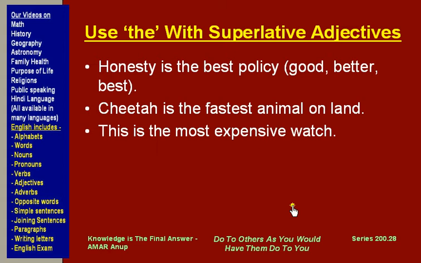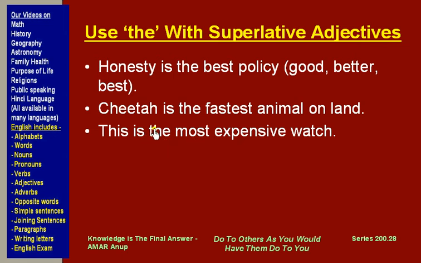So best is a superlative adjective. Good, better, best. So we say honesty is the best policy. Because best is a superlative adjective, we use the before the superlative adjective. We use the before all superlative adjectives.